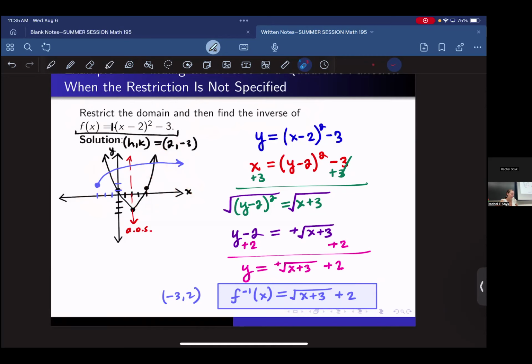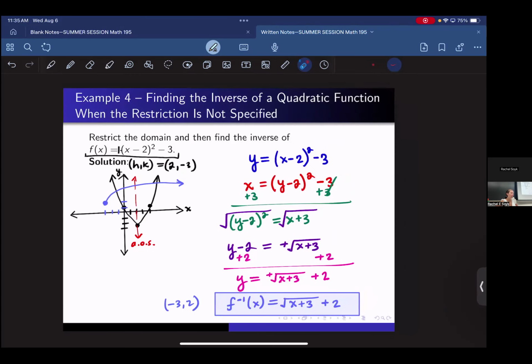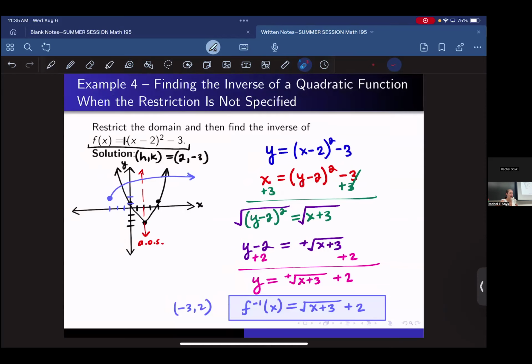Yeah. If they specifically ask you to state the domain restrictions, then you would have to include that too. But you don't have to here. And a lot of the time, I would say when you're asked to find inverses of functions, they'll state in the problem what your domain restriction is.